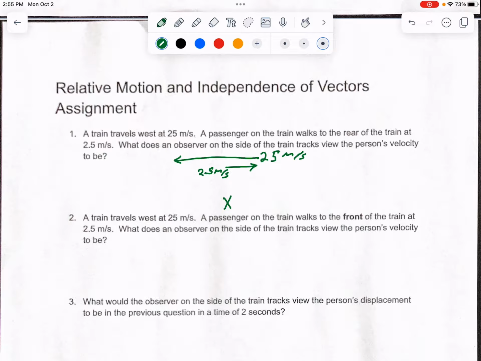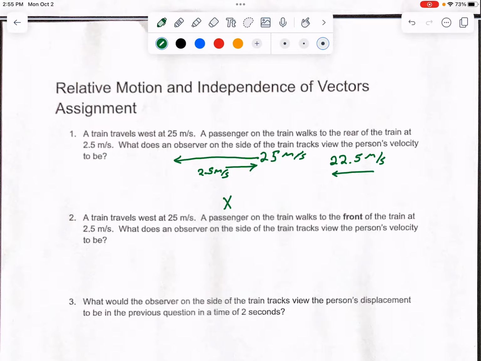Well, if the train's going west at 25 and the person on the train's going east at 2.5, we're going to figure out the difference: 25 minus 2.5. So it's going to look like that person is doing 22.5 meters per second. Now we have to add direction. If the train's going 25, the person's not overcoming that. So even though the person's walking towards the back, it still looks like they have a velocity of 22.5 meters per second to the west. You can write west or draw an arrow, whichever you prefer, but that would be your answer right there.